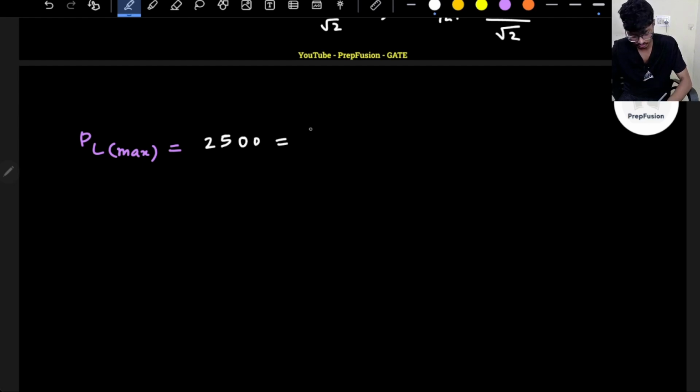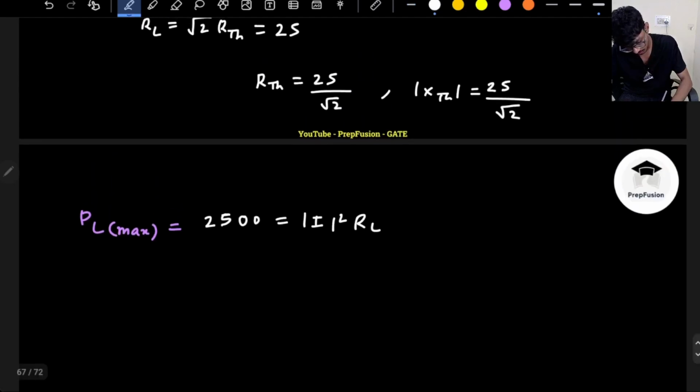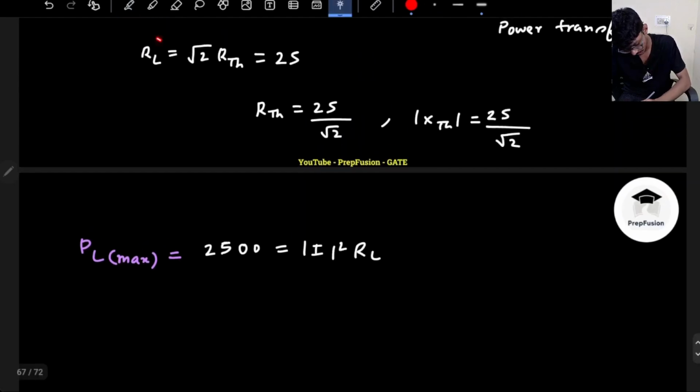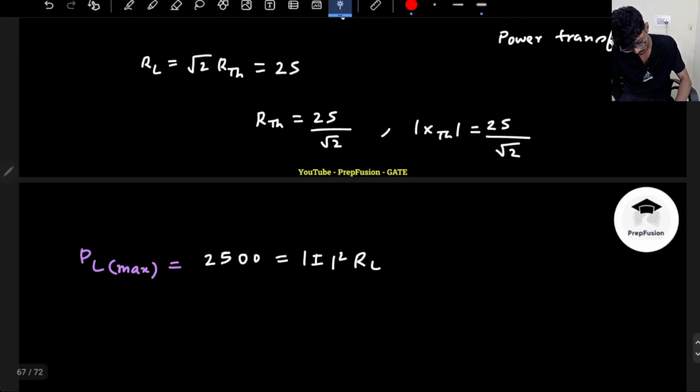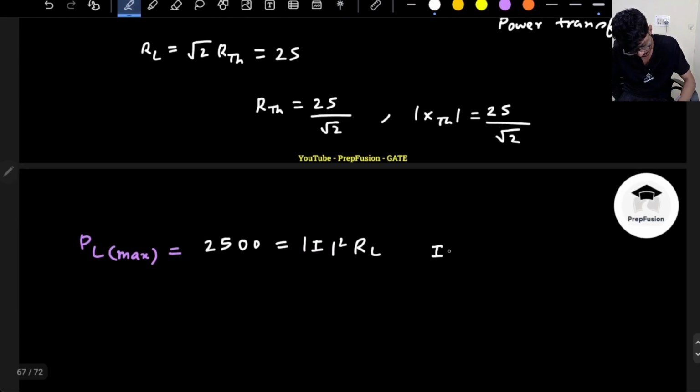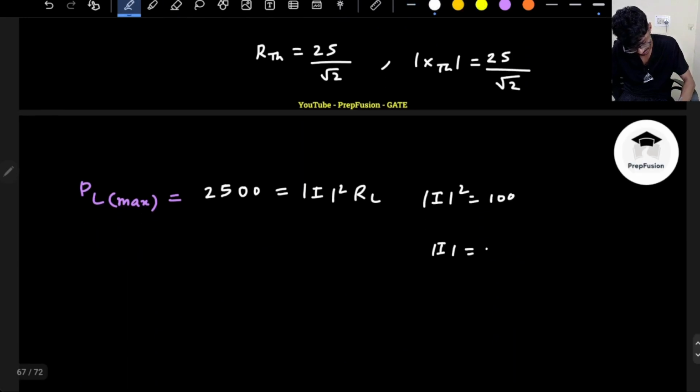So what is it equal to actually? It is equal to I max RMS, I square RMS into RL. So RL I already know, right? RL is 25 only because they have given me this value. So my I magnitude whole square is 100, so I magnitude is 10. Okay, it is 10 amperes.